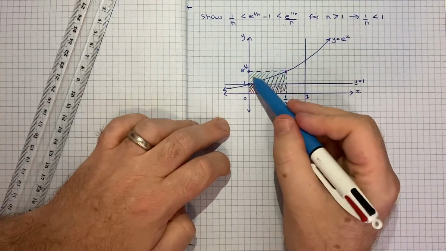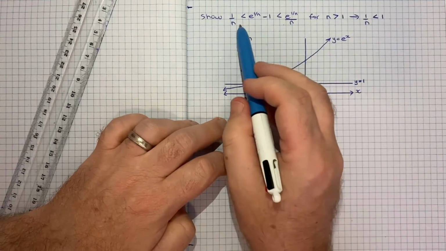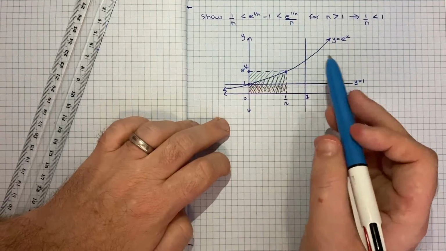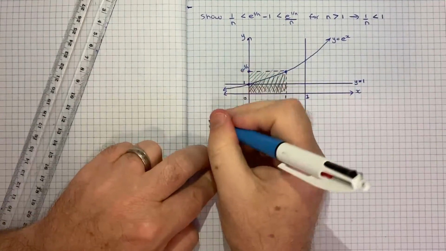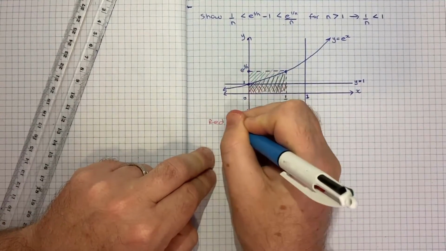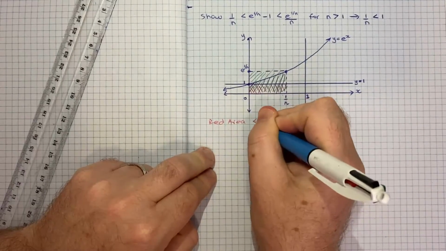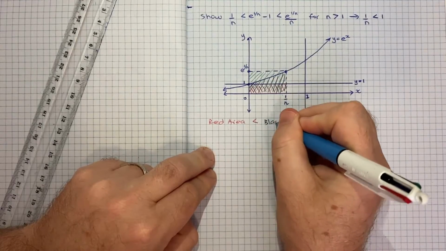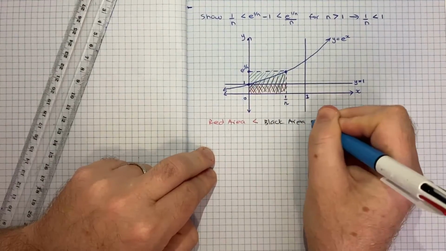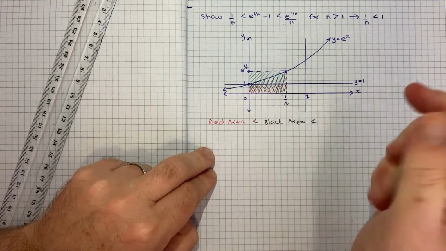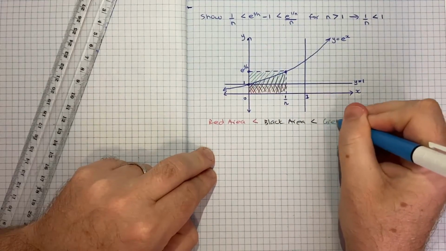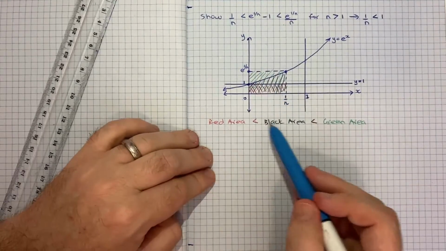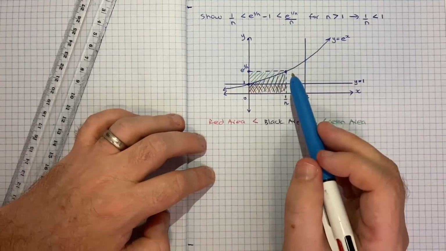And so by considering these 3 areas, I think we can get to this inequality with 3 components to it. Because what I'll do is I'll just write it up as, we know the red area is less than the black area, which is less than the green area. So if we can work out what each of these areas is, I think we'll get to our inequality.